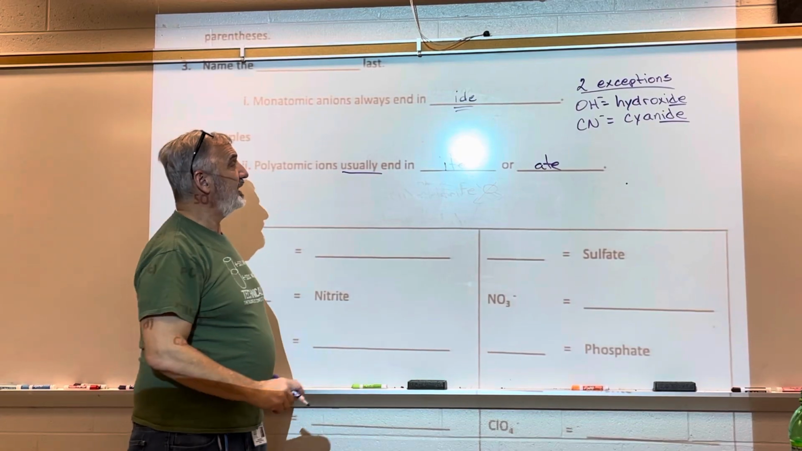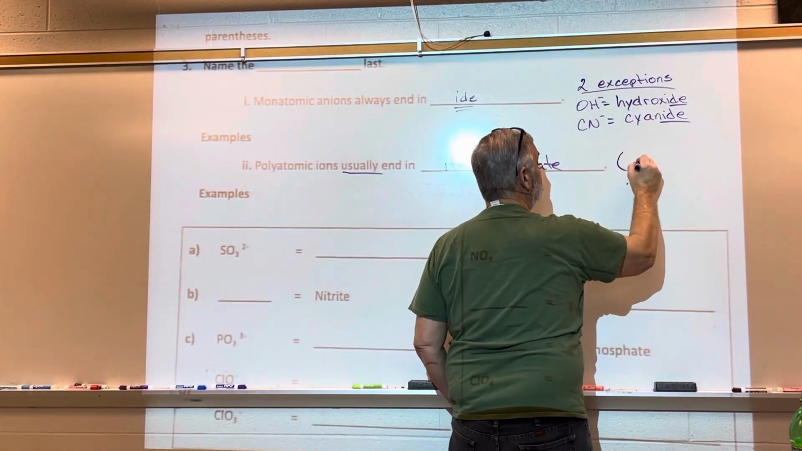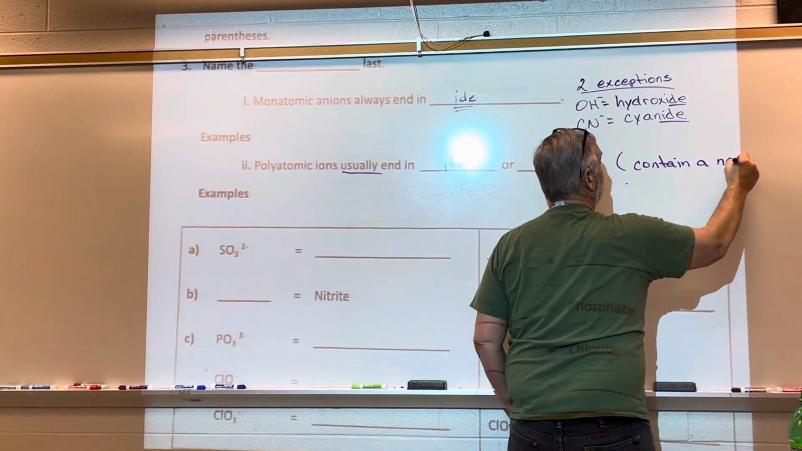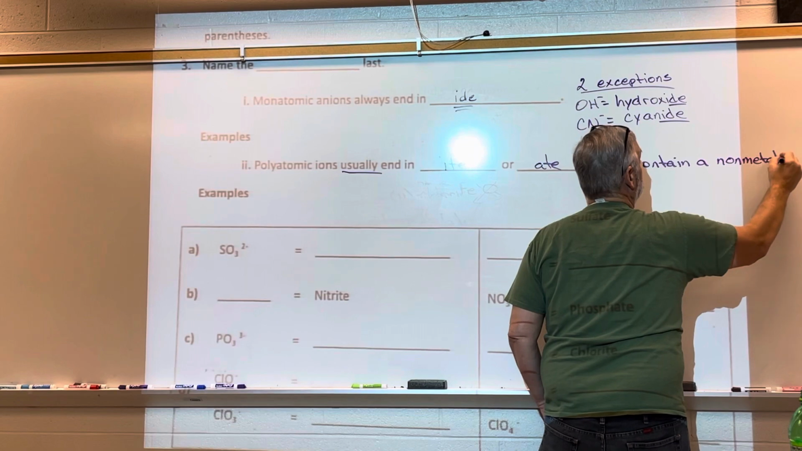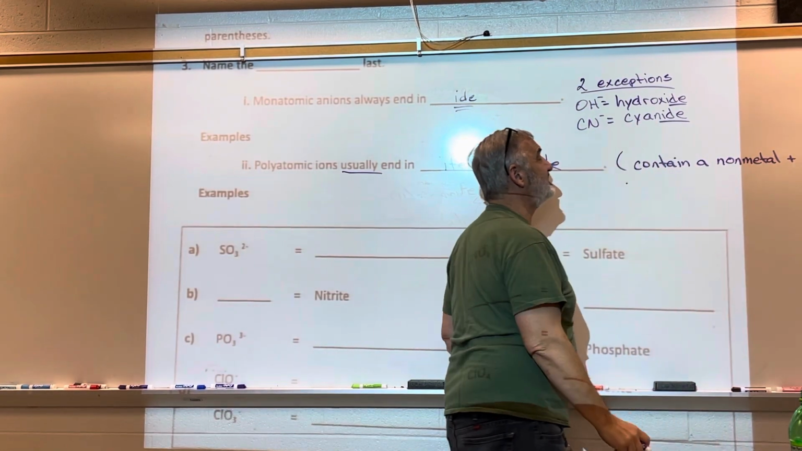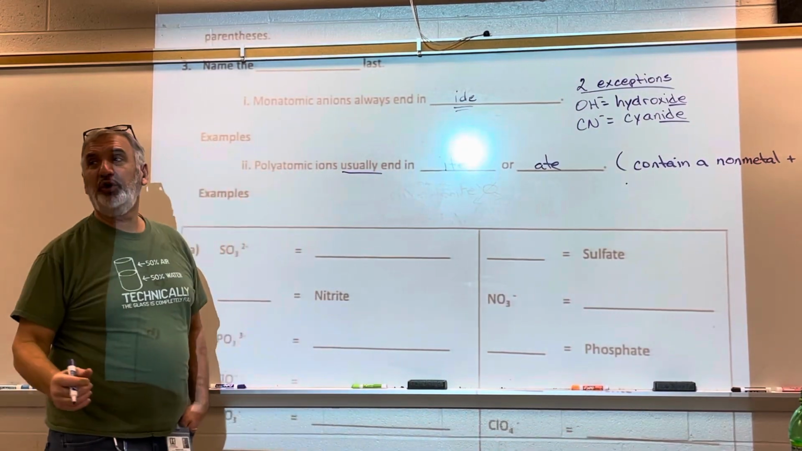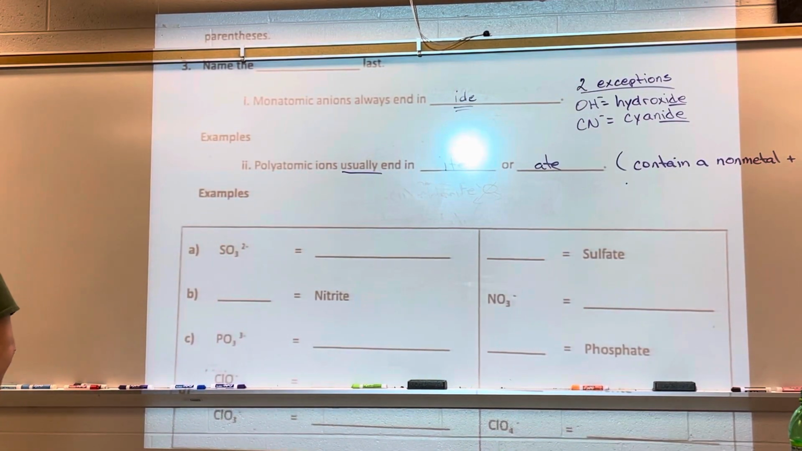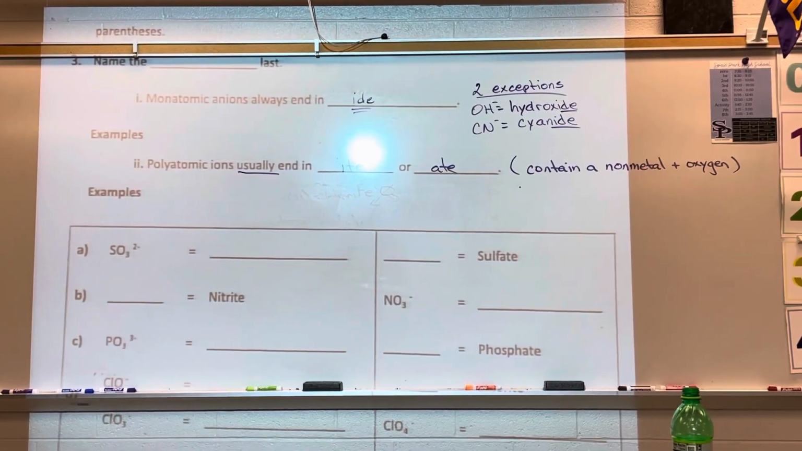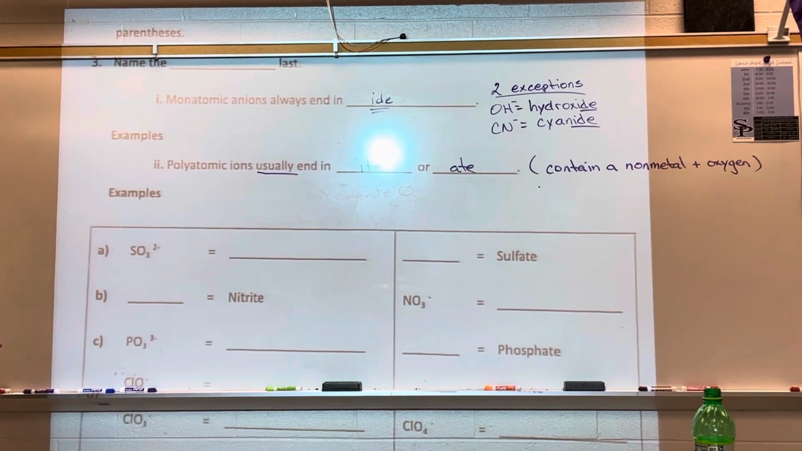Now, these are going to contain a nonmetal plus oxygen. So your polyatomic ions are going to be chlorine and oxygen, nitrogen and oxygen, sulfur and oxygen of some kind, in some ratio. So they'll end in ite or ate. If it's an ite or an ate, you're going to know that there's a nonmetal plus a certain number of oxygens with it. And it follows a pattern.